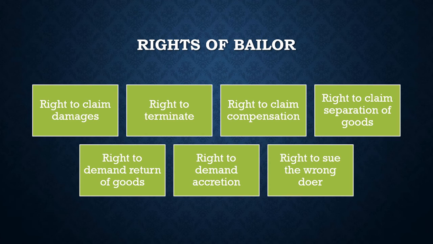Now what is this? Right to demand accretion. Accretion of goods. Say for example, A delivered a female dog to B. A went for a tour and came back after 6 months. By then, the female dog delivered puppies. So puppies are accretion of the goods, and therefore bailor has a right to claim the female dog along with the puppies. A bailor has a right to claim accretion.